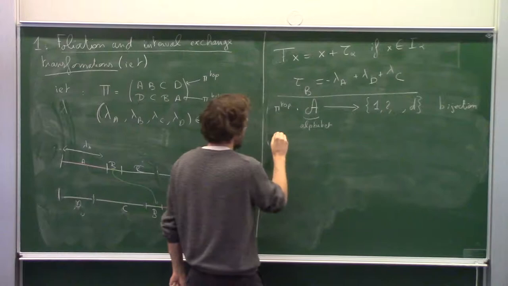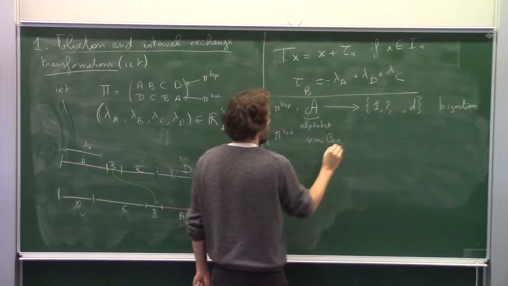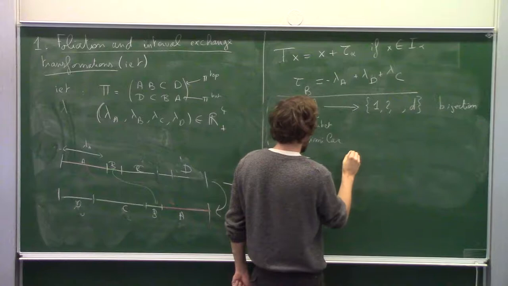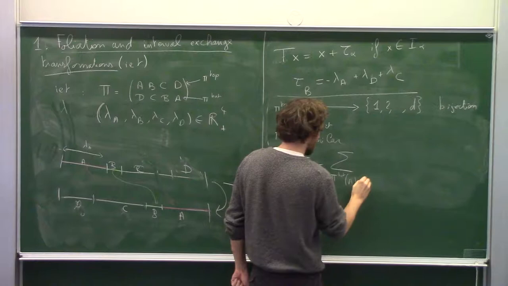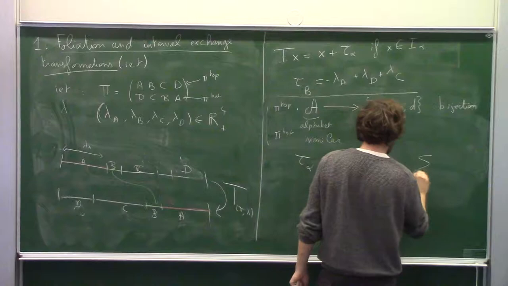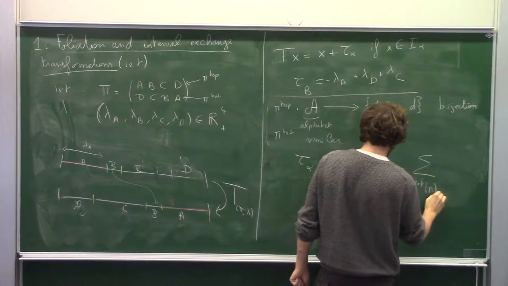And the same for pi bottom. And with these two bijections, it's easy to write down all the translations. So in this case, tau alpha would just be the sum for pi bottom beta smaller than pi bottom alpha of lambda beta, which is just this part in the example, and minus the same thing with pi top. So I'm writing this explicitly because it will appear next. Again, of lambda beta.